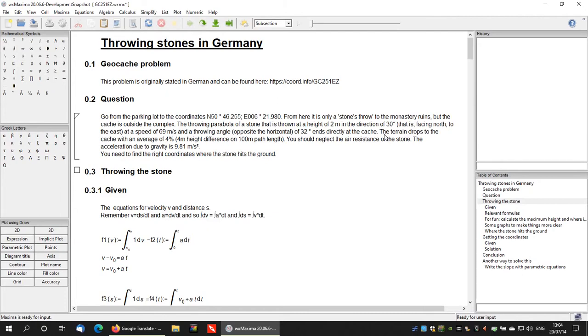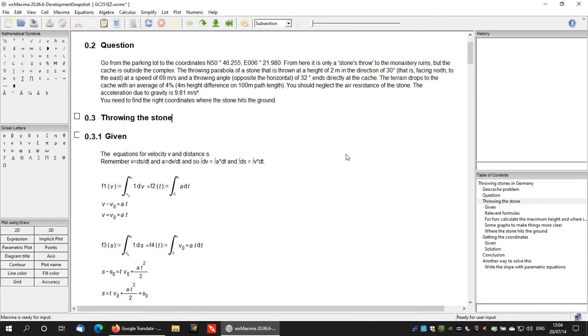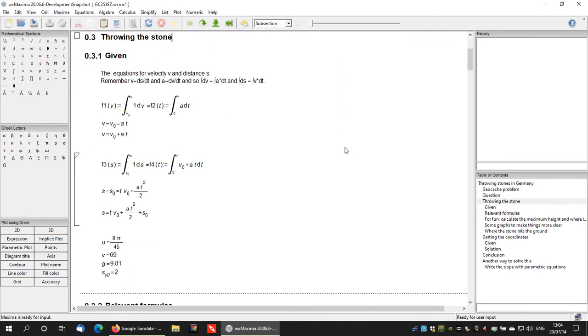Also, the terrain drops to the cache with an average of 4%, which means 4 meters height difference on a 100 meter path length. You can neglect the air resistance, and acceleration due to gravity is 9.81 meters per second squared. And then you need to find the right coordinates where the stone hits the ground, so something like this. So, equations for velocity and distance.